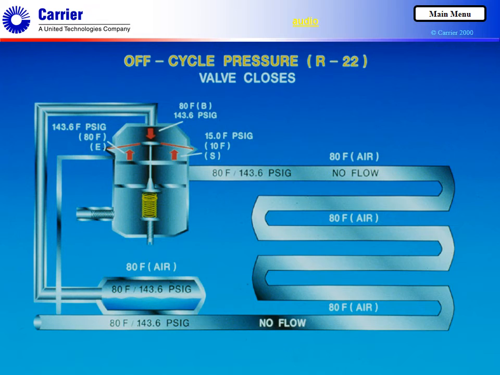For example, assume the air surrounding the coil is 80 degrees Fahrenheit. The pressure matching 80 degrees Fahrenheit saturation temperature for R22 is 143.6 psig. This pressure is exerted through the external equalizer line on the bottom of the diaphragm. Assuming the sensing bulb is also exposed to 80 degree Fahrenheit air, the same pressure is exerted on top of the diaphragm. Since the gas pressures above and below the diaphragm are equal, the spring pressure bends the diaphragm upward. This forces the valve closed.